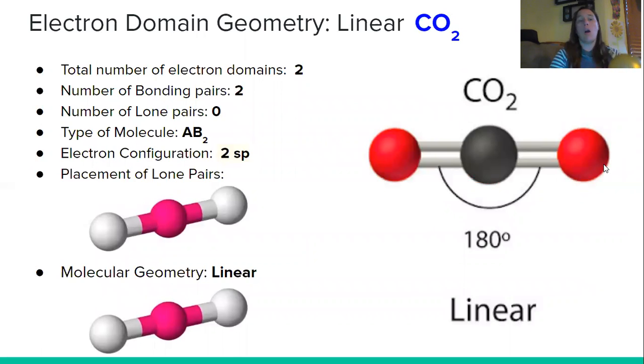Our first electron domain geometry is linear, and in a linear electron domain geometry, we have a total of 2 electron domains. We have 2 bonded pairs and no lone pairs. It's an AB2 molecule with the electron configuration of 2sp. I chose carbon dioxide as my linear molecule. In this case, my carbon is the central atom, my oxygens are on either side, and the electron pairs they're sharing are here on the balloons. The molecular geometry for this is linear because it looks like a straight line, with a bond angle of 180 degrees.